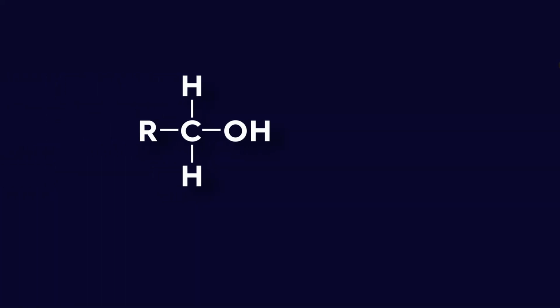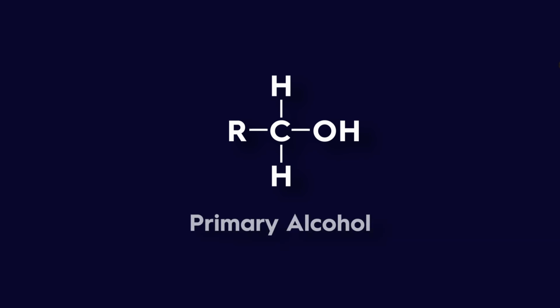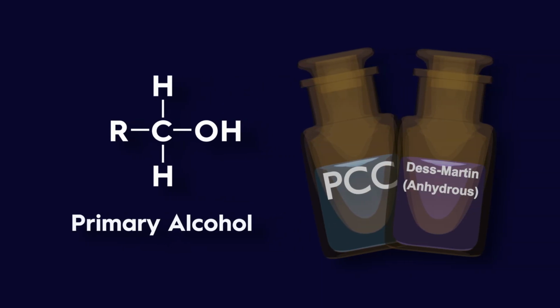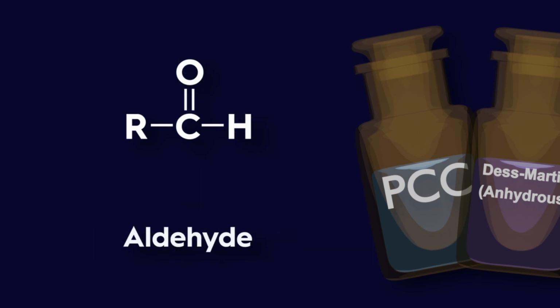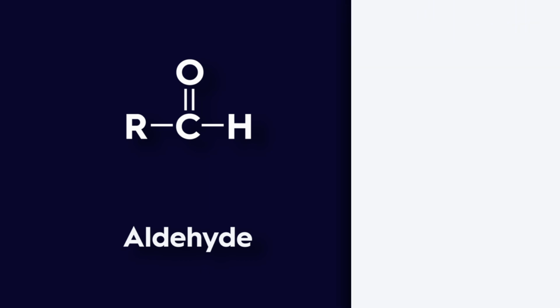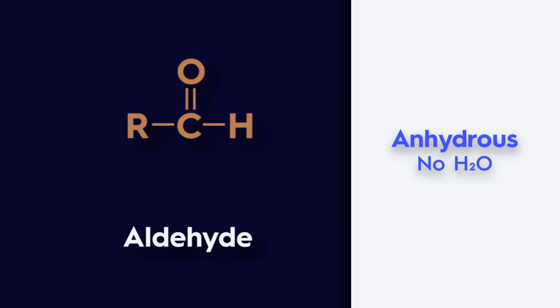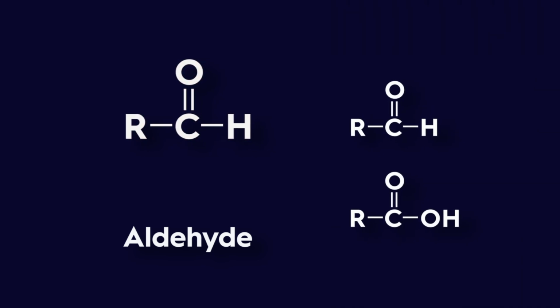One straightforward route is to oxidize a primary alcohol with PCC or Dess-Martin periodinane. In this reaction, RCH2OH becomes RCHO, an aldehyde. The key is to keep conditions anhydrous, without water, so the aldehyde doesn't get over-oxidized to a carboxylic acid. If water or strong oxidants are introduced, the reaction quickly goes further than you want.